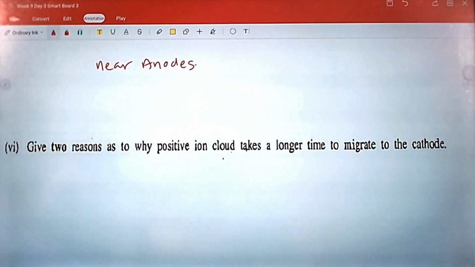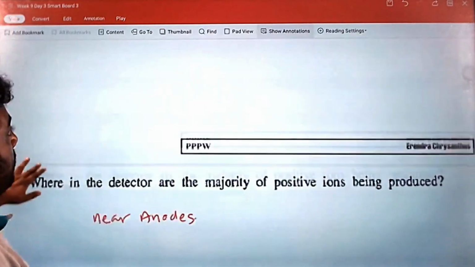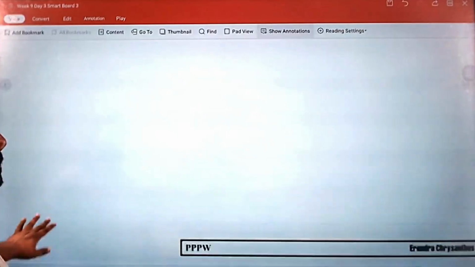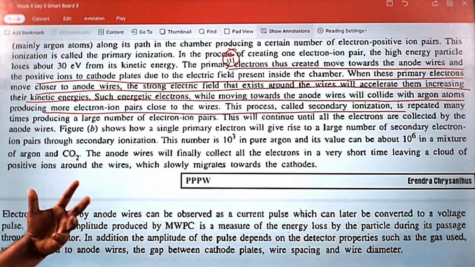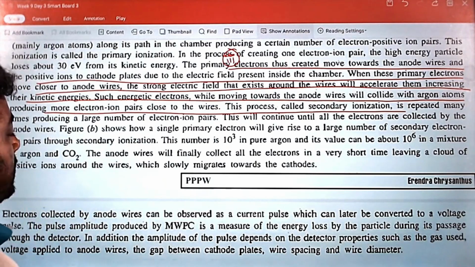Give 2 reasons as to why the positive ion cloud takes a longer time to migrate to a cathode. So they are given you here. This will continue until all electrons are collected in the anode bias. Figure B shows how a single primary electron will give rise to a large number of secondary electrons through secondary ionization. This number is 10 to the power 3 in pure argon. Its value can be 10 to the power 6 in a mixture of gases. Anode bias will finally collect all the electrons in a very short time, leaving a cloud of positive ions around the wire, which slowly migrates towards the cathode.